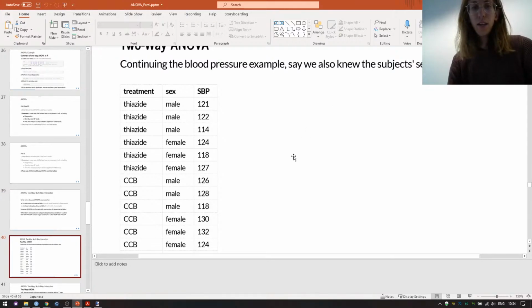As I said in the example just now, we can also look at sex, so we can include that in our data set. So once again, here we have the systolic blood pressure measurements, we have the treatments, and we have all the sex data. So whether the patients were male or female.